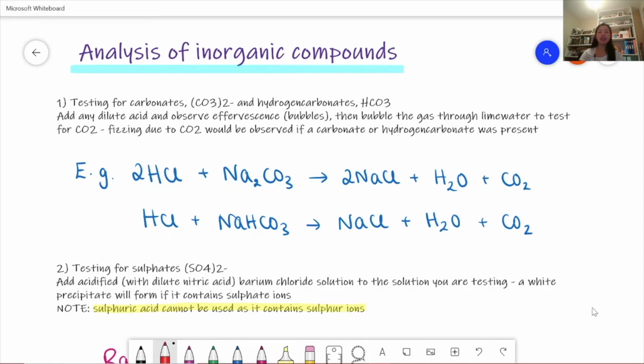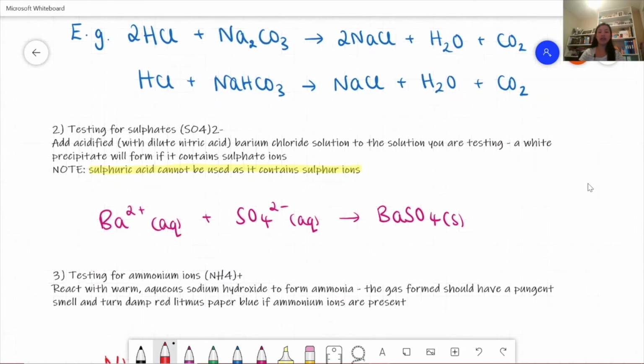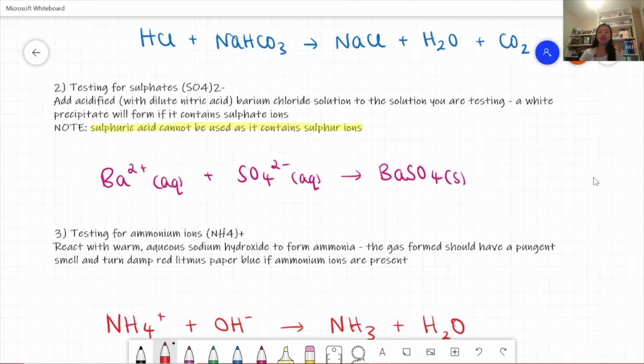The second test that we can do is the test for sulfate ions. What we do first is we add some dilute nitric acid to the test tube so we can get rid of all the carbonate ions that could react with the barium 2+ ions to form barium carbonate, because that's also a white precipitate. And we then add some barium chloride solution to the solution that we're testing. And a white precipitate should form if it does contain sulfate ions.